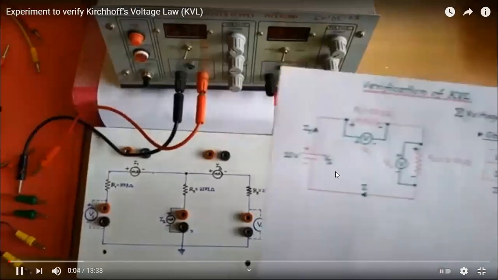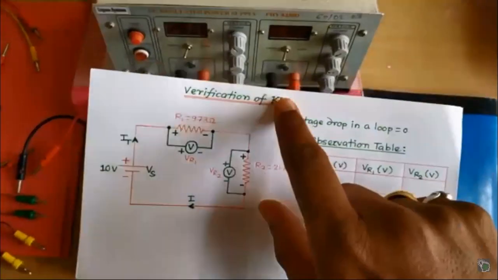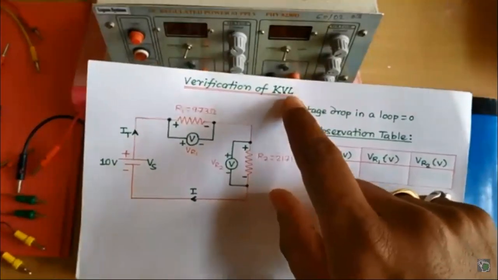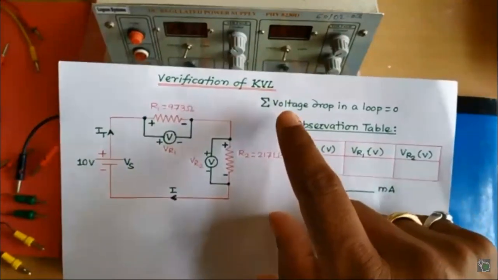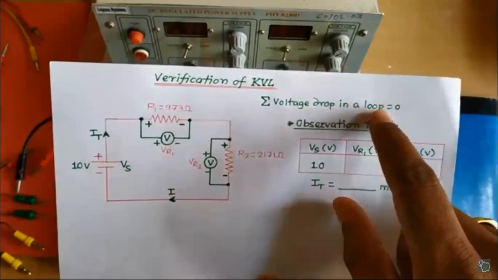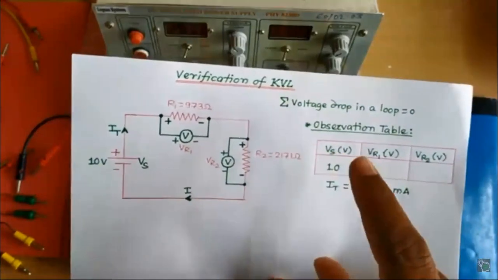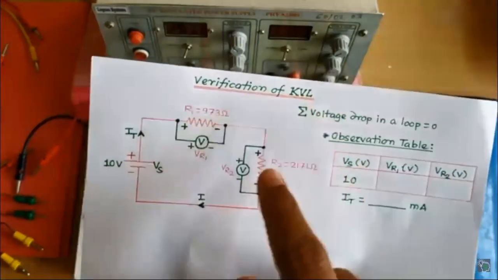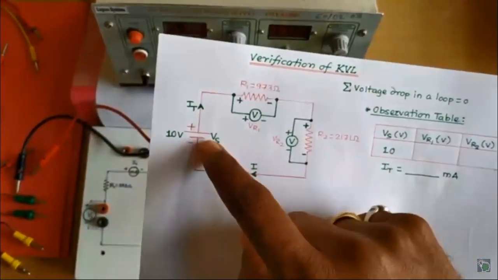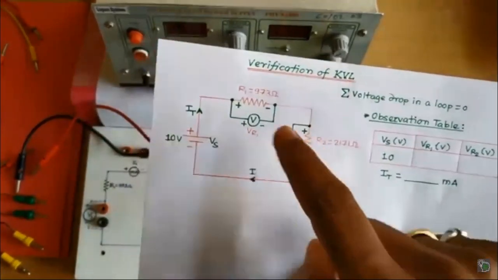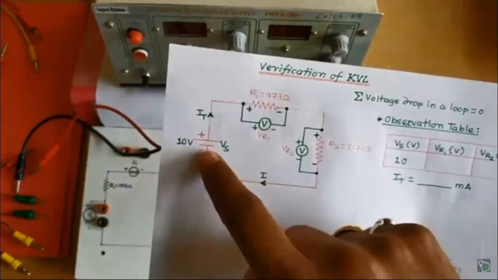Today we will perform an experiment to verify KVL. KVL stands for Kirchhoff's voltage law. According to the statement of this law, the voltage drop in any closed loop should be equal to 0. In order to verify this theorem, I am using this circuit. This circuit consists of a single voltage source and two resistances, so this is forming a closed loop.